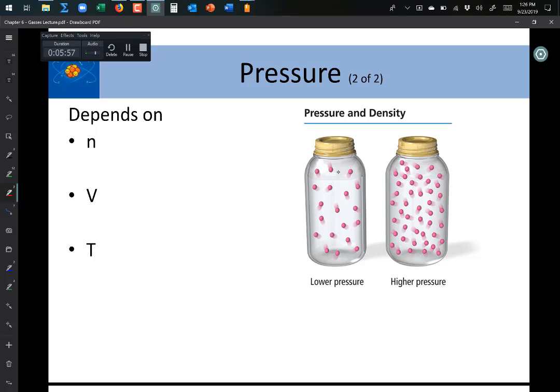So imagine you have two jars, and they're at the same temperature right now. I have gas molecules on the left and gas molecules on the right. You see how the one on the left has lower pressure? It turns out pressure depends on the number of moles. So if you increase moles and leave everything else the same, you don't change the temperature, you don't change the volume, what happens to the pressure? It goes up, it increases.